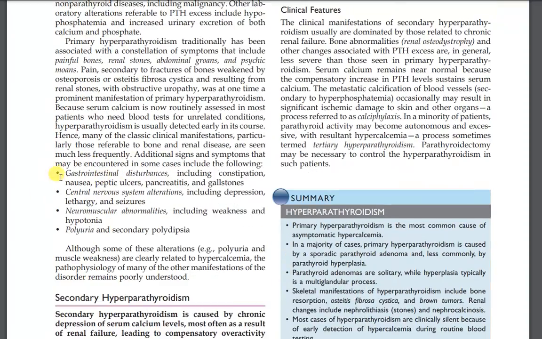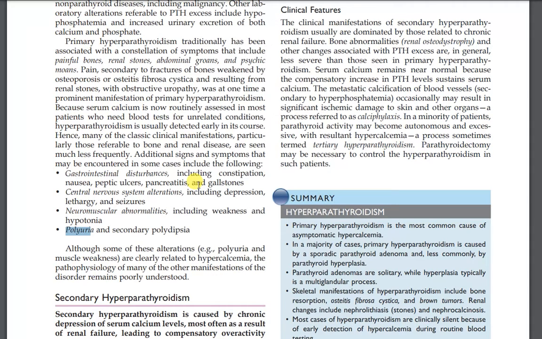So let's talk about symptoms, which are additional symptoms. They include gastrointestinal disturbances, central nervous system alterations, neuromuscular abnormalities, and polyuria. Let's discuss all of them. Gastrointestinal disturbances include constipation, nausea, peptic ulcers, pancreatitis, gallstones. All of this is related to damaged smooth muscle activity.